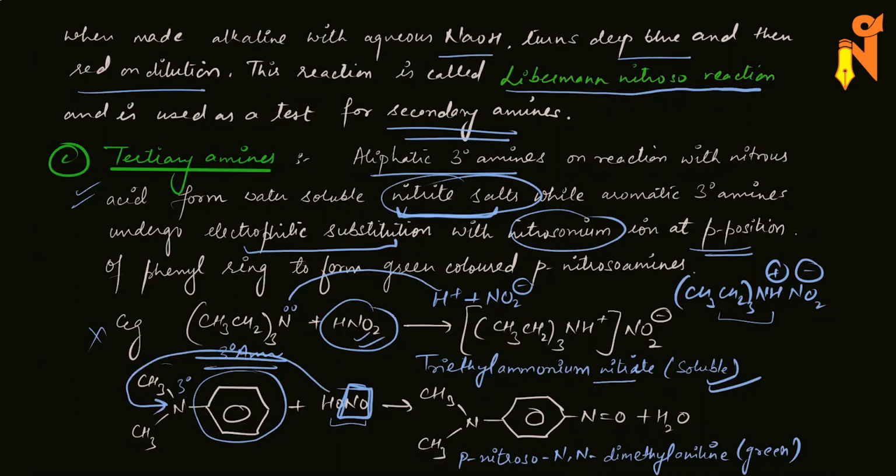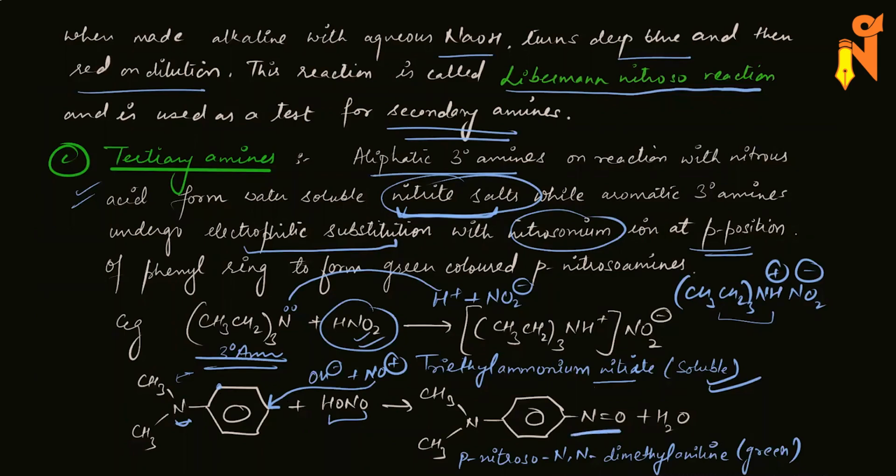Instead, what is going to happen is this whole HNO2 will break as OH minus and NO plus. This NO plus will act as an electrophile and will attack on the para position. Basically this amine group is ortho and para directing. This NO could have gone to the ortho position, but it will face a lot of repulsion due to steric hindrance. So it will preferably go to the para position and will attach like this. And the hydrogen, which comes out from this position, will make a bond with OH to form water.